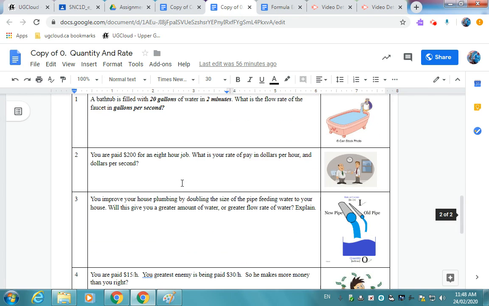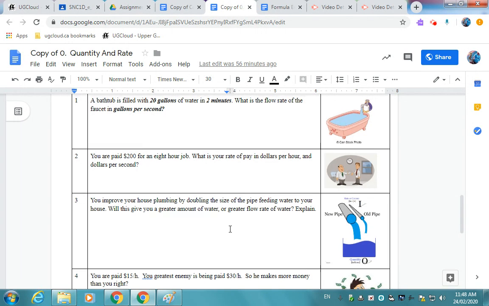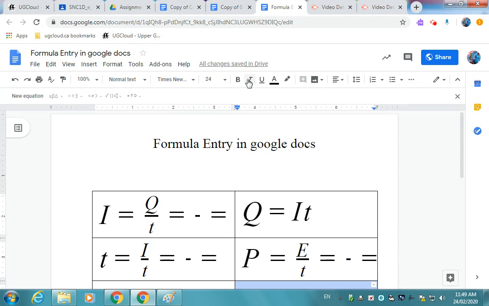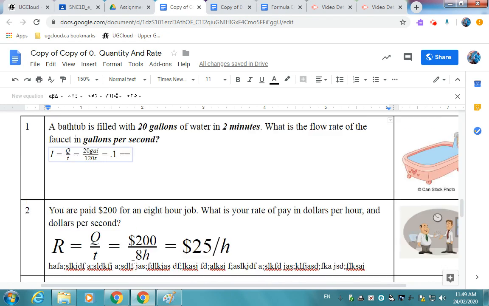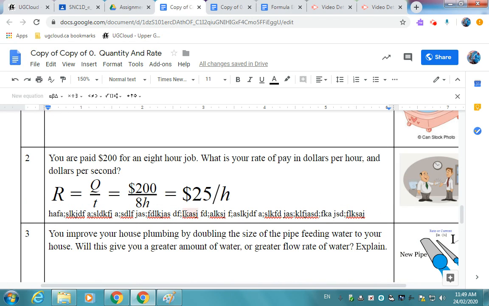So then it won't take long at all to be able to drop actual formulas in here and submit it to me online. The important thing with formula entry is to make sure you keep the units. Do not just write numbers for me. You have to have units, like 25 bucks an hour.